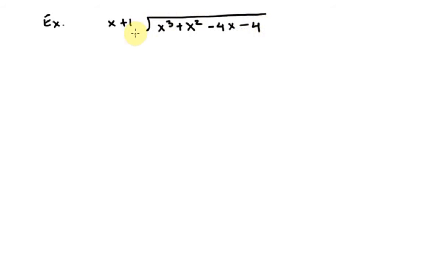So suppose we had something like this. Say for the first example you wanted to do x plus 1, and you were going to divide that into x cubed plus x squared minus 4x minus 4. Now this is set up for long division, but this is the kind of question I would be trying to do. And I look at this and I go, well, there's nothing in front of x, and then I'm tacking on a number. That's perfect for synthetic division.